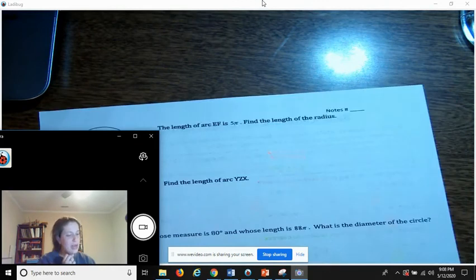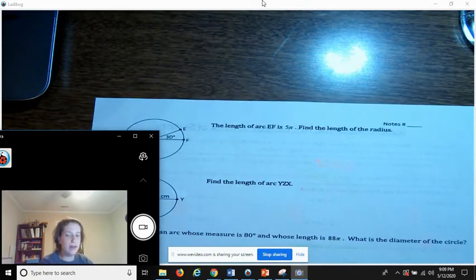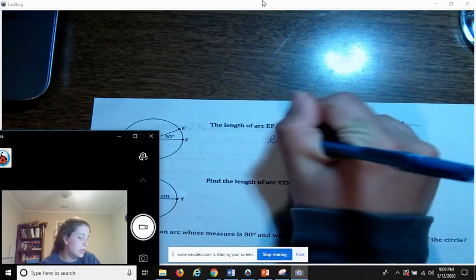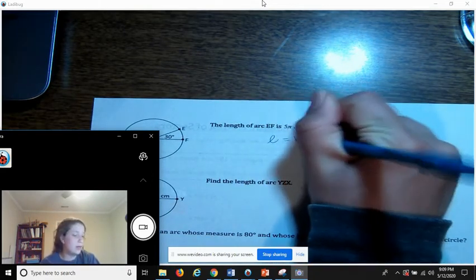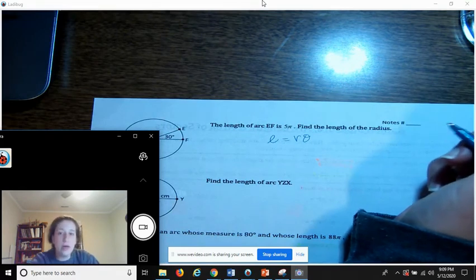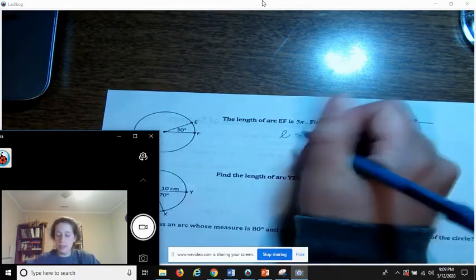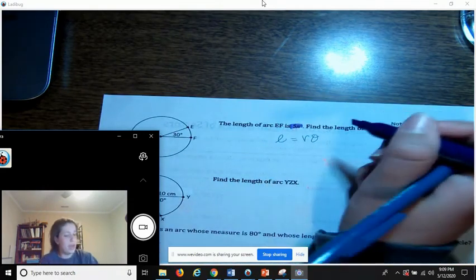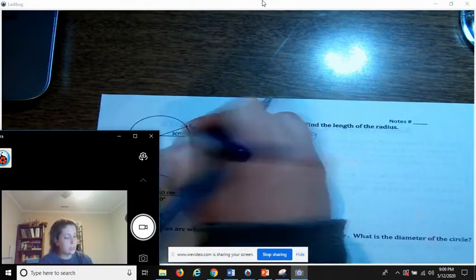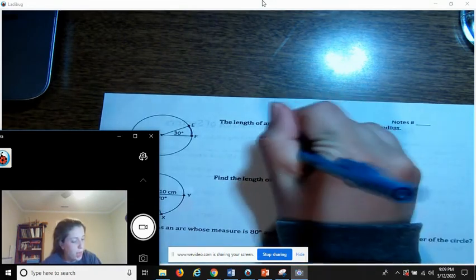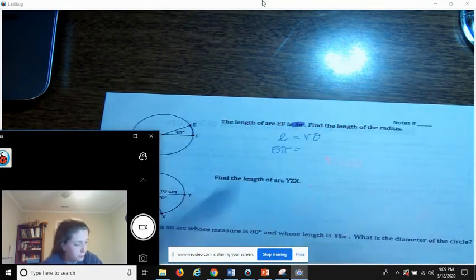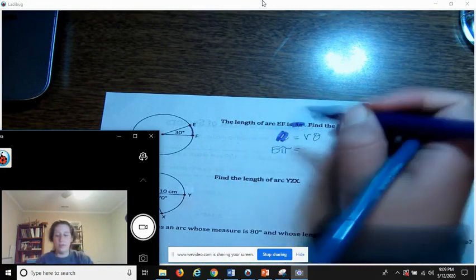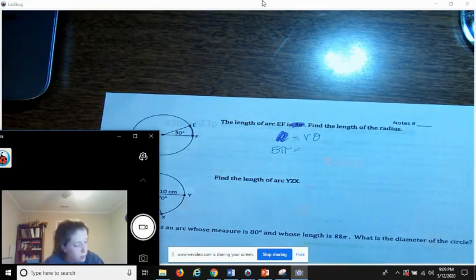Now it tells us the length of an arc EF is 5 pi, find the length of the radius. Our equation is still L equals R theta, but this time it gives me the arc length. So that means this is my purple piece, so 5 pi goes right here. My radius is green.